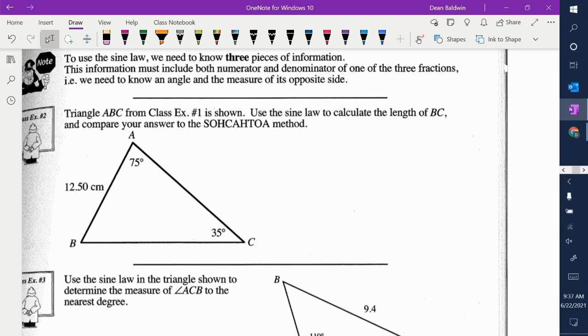Okay, the whole key about the sine law is you need to know an angle and the measure of its opposite side. I call it an angle-side pair. So you need to know angle A and side A, or angle B and side B. Okay, if you don't have an angle-side pair, you can't use sine law. All right. So here's our triangle.